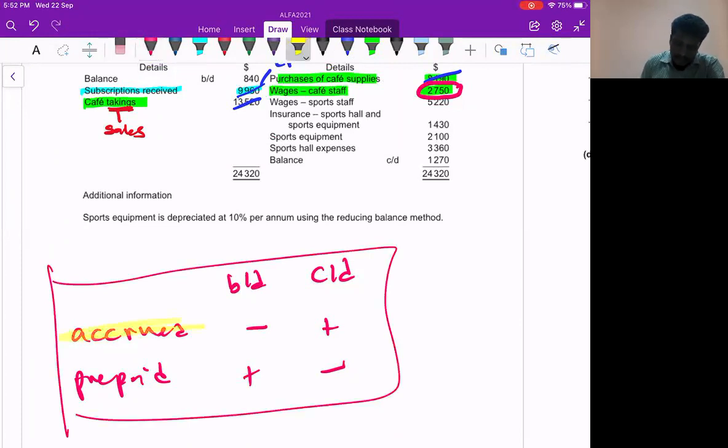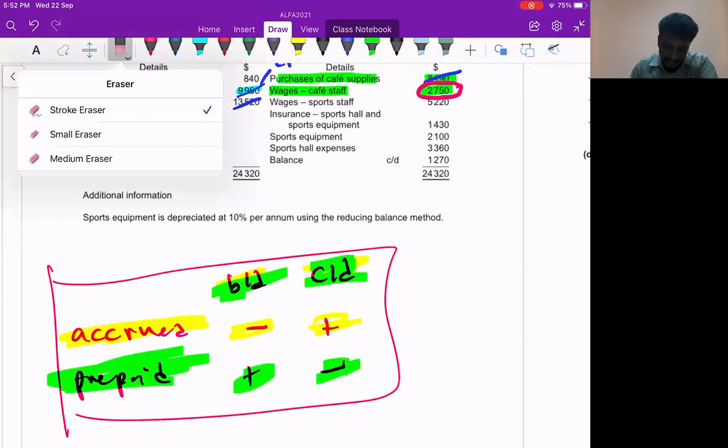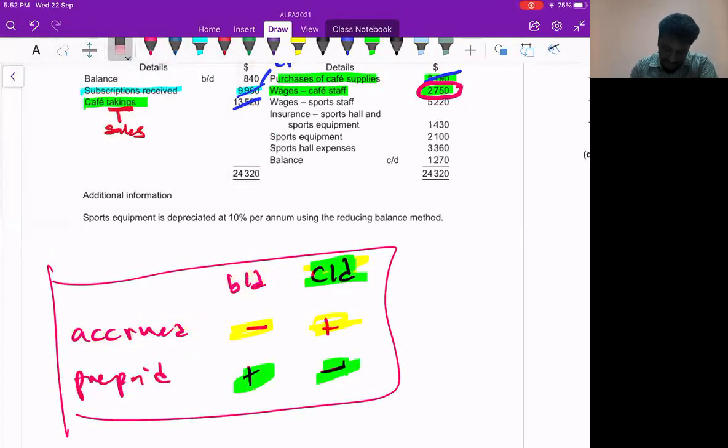Accrued CD will be plus. Accrued BD will be minus. Prepaid CD will be minus. Prepaid BD will be plus. Remember this. This definitely will come out in IGCSE. I'm very sure. You need to remember this format, this concept.